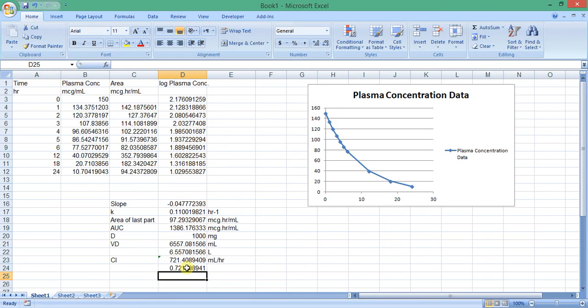In this lecture, we have seen how to calculate the area under plasma concentration versus time curve, and how to calculate the volume of distribution and the clearance using the new set of equations explained in the last lecture.